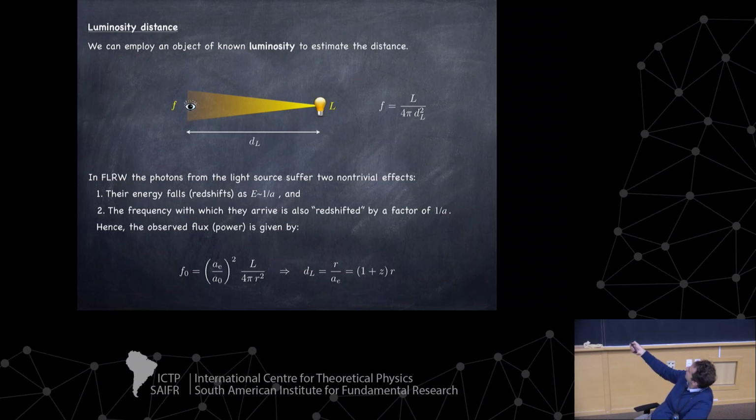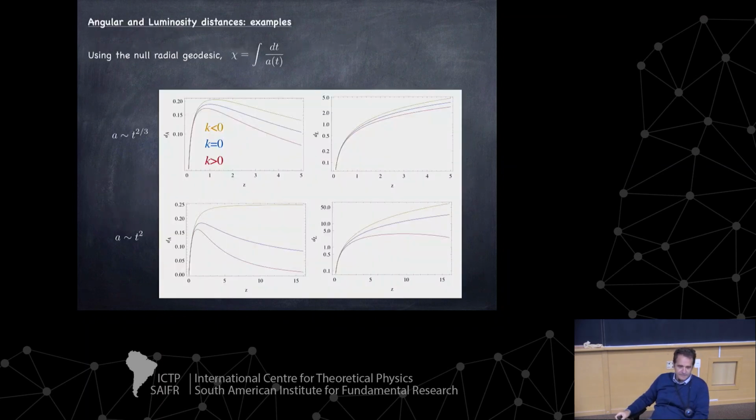So that means that your flux now has a factor of a of emission divided by a of observation squared, okay? So if we look at this expression, your luminosity distance now is r over a of emission. Now a of emission is just what we call 1 over 1 plus z of the galaxy that emitted that light. So your distance is now 1 plus z times r, okay?